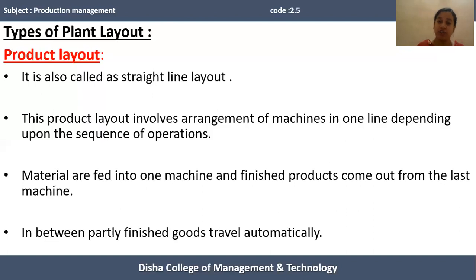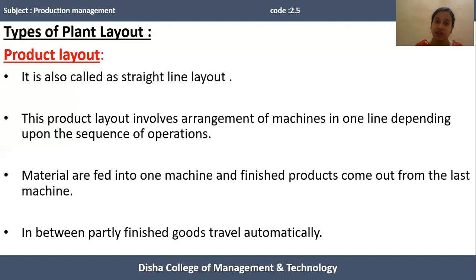So the production manager first installs the ginning machine, and after the ginning machine, there is a requirement of a spinning machine, and after the spinning machine, there should be a requirement of a knitting machine. Next to the knitting machine, there is a requirement of a dyeing machine, and at last there is a requirement of a finishing machine. And these machines should be arranged in a straight line so that the product, or the semi-finished goods, moves automatically in between, and at last the manufacturer is able to get a fine cotton fabric.